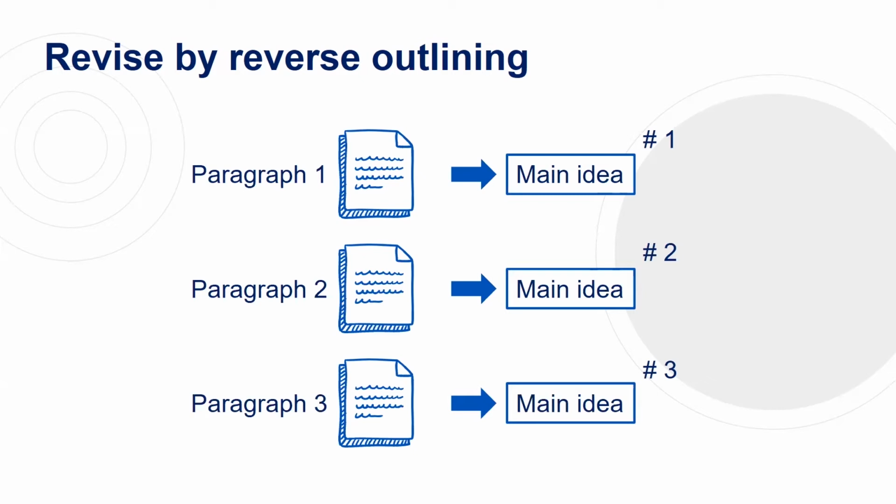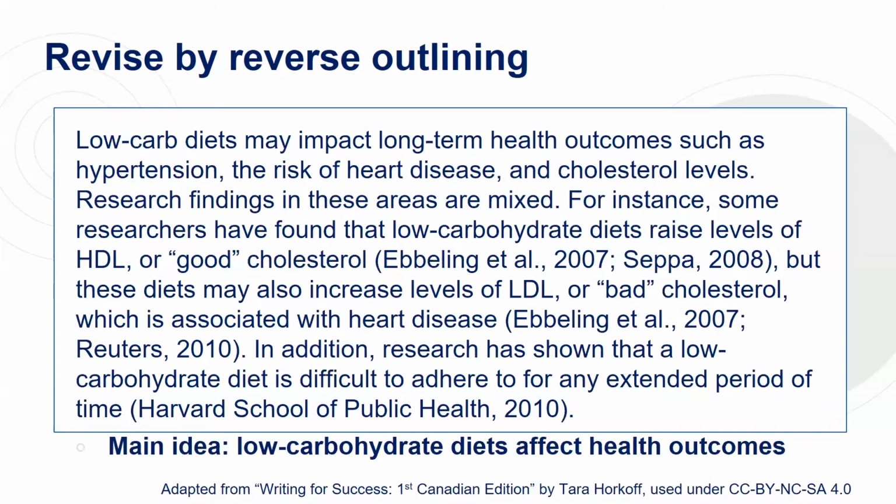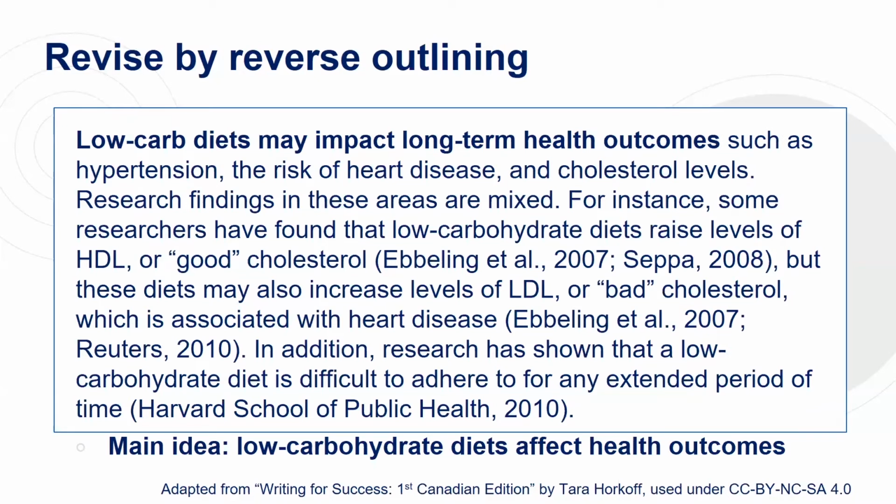Let's use an example to illustrate this. Read through this paragraph. I've also included a link below to the full exercise if you prefer to read it in Microsoft Word. Find the main idea. Do any ideas seem out of place? You can pause to read this here. The main idea that I chose was low carbohydrate diets affect health outcomes. You may also notice that this is similar to the first sentence of the paragraph, the topic sentence. Since topic sentences should give a good indication of what the paragraph will be about, this topic sentence is effective.